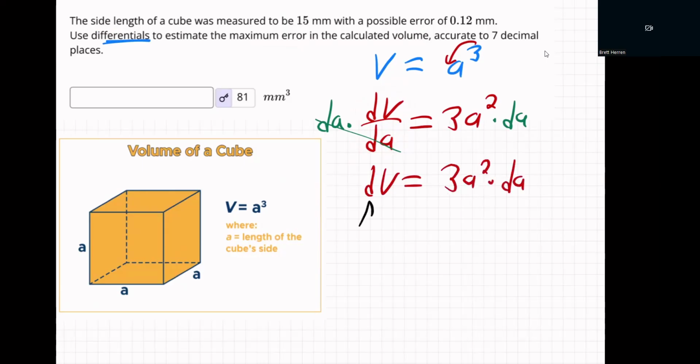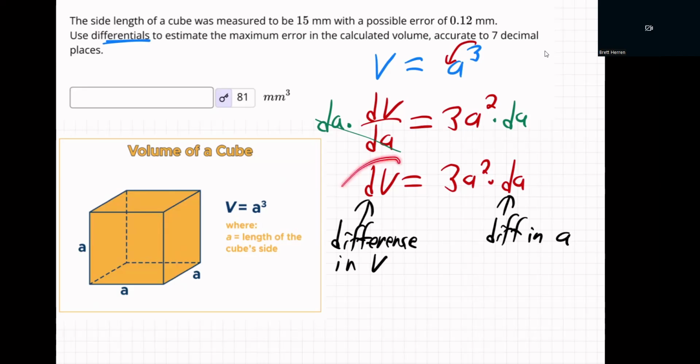So what does this mean? dV means difference. D stands for difference in volume. And over here, dA stands for difference in A, side length. So the difference in volume is approximately 3a squared dA.